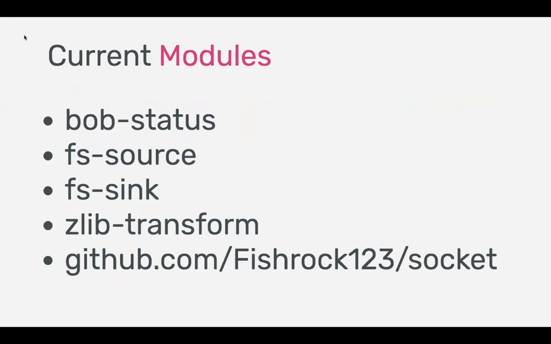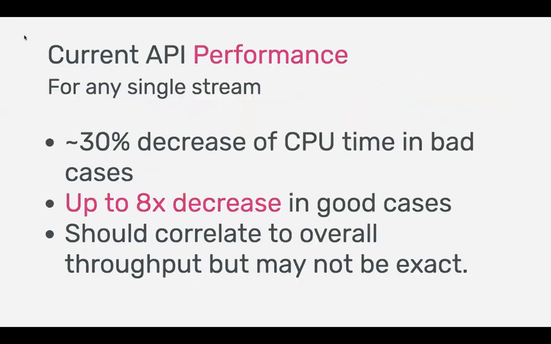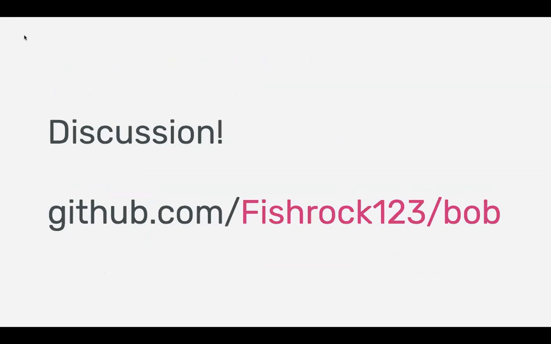The current status is I have some various modules published. They're published in NPM, and there are GitHub sources for these things: Bob status, FS source, FS sync, zlib transform. They do work. And then there's socket, which attempts to make a network socket out of this. Requests with that socket work, but the server leaks memory because I'm not a very good C++ programmer, and I have limited time to spend on this. There are some things on API performance if someone wants to know them, but this is much cheaper to do than using current streams, and maybe we can discuss that.